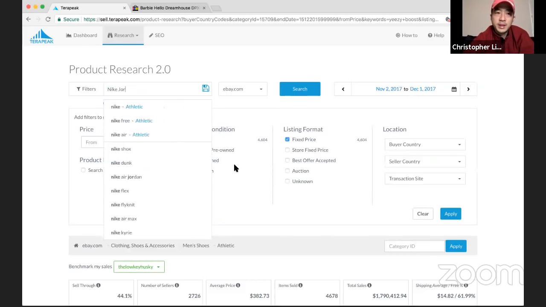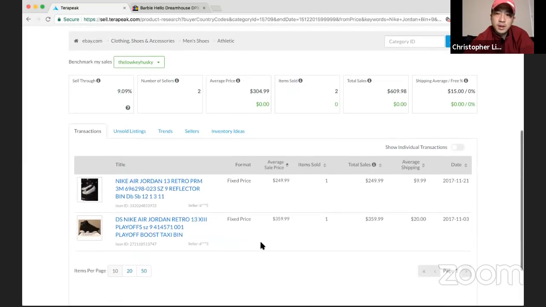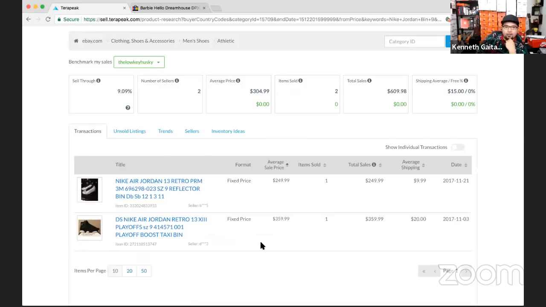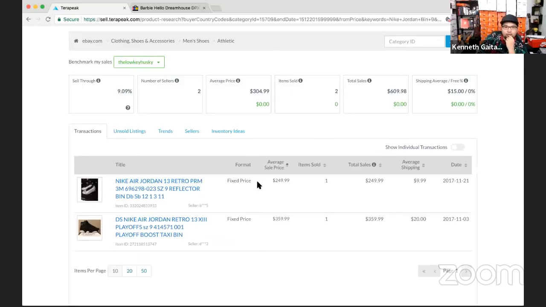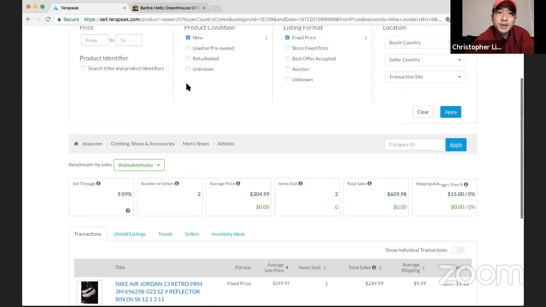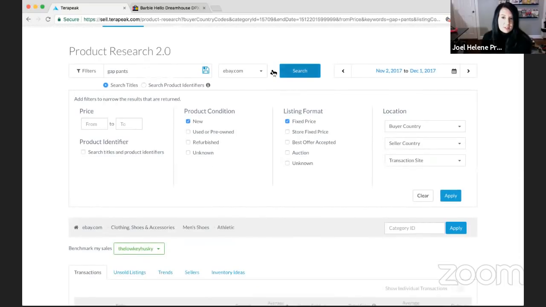Let's type in Nike Jordan bin 9. No, this is the same data as just looking at the solds. So I guess the more specific you get, this is maybe to look at the entire market as a whole. But the thing that I do like about it is the total sales gives you an idea of how popular the trend is.